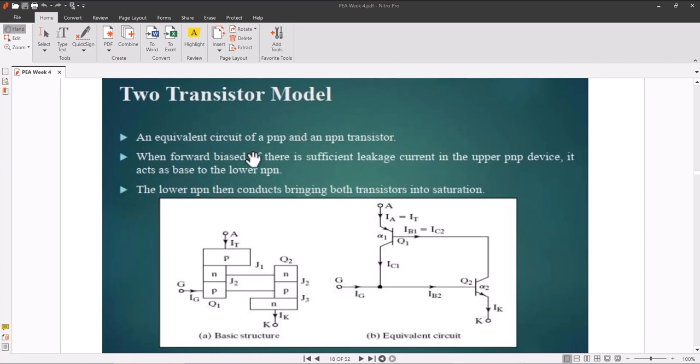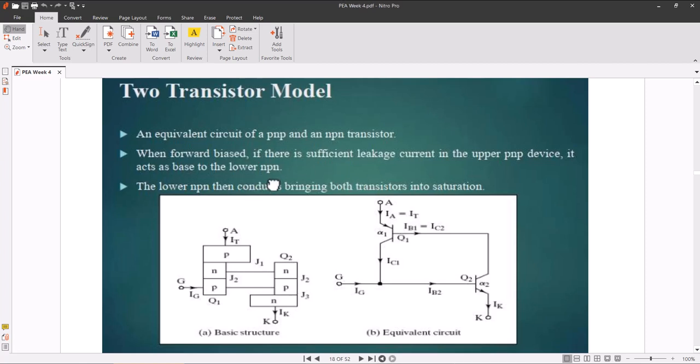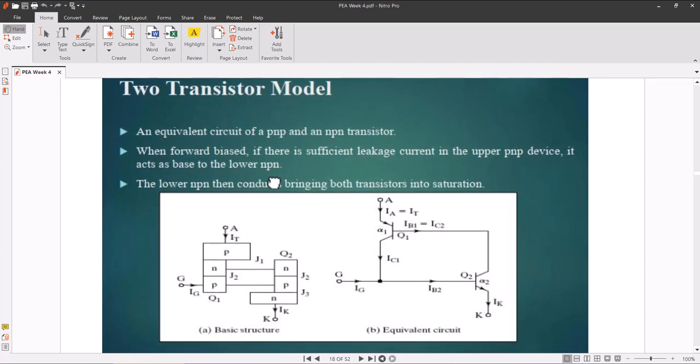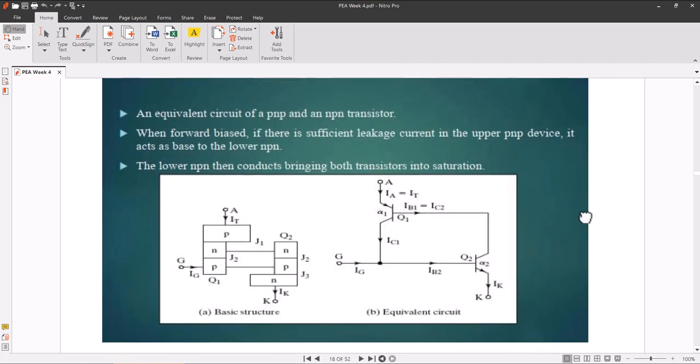An equivalent circuit of a PNP and NPN transistor. This is the two-transistor model. And when forward biased, if there is sufficient leakage current in the upper PNP device, it acts as base to the lower NPN. The lower NPN then conducts, bringing both the transistors into saturation.